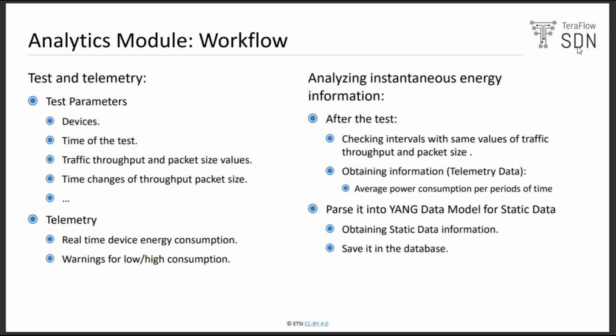So after the test is done, with maybe 1 hour, maybe 9 hours, it doesn't matter, the analytics start to work. It's going to obtain all of the instantaneous information that I showed you before from the database, and then analyze it, checking the intervals where the traffic throughput, packet size, and configuration have been the same. So we have maybe a sample size of 100 in that interval. So we have some statistical information like the average, of course. And with that, we obtain the telemetry data for the test and save it into the database.